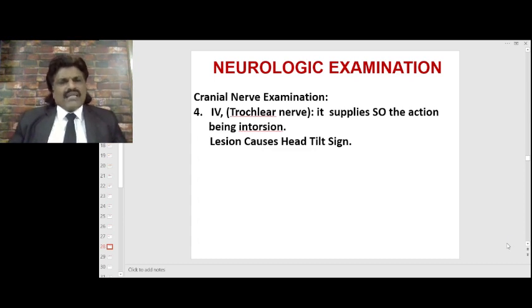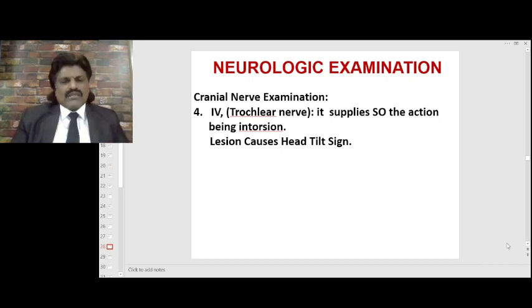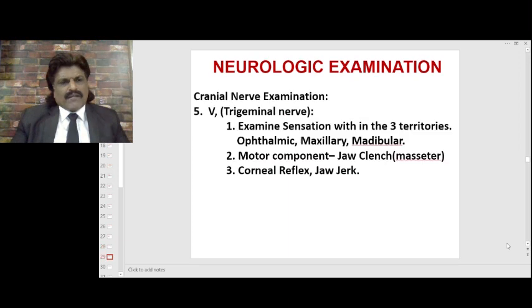The fourth cranial nerve, it is the superior oblique. Its action is intorsion of the eye. So if the fourth nerve or superior oblique is affected, they cannot intort the eye. To compensate for that, they turn the head towards the opposite side. It is known as the head tilt sign or Bielschowsky's sign. So if we see any person coming with a head tilt, we should always suspect Bielschowsky's sign, fourth nerve palsy and superior oblique involvement.